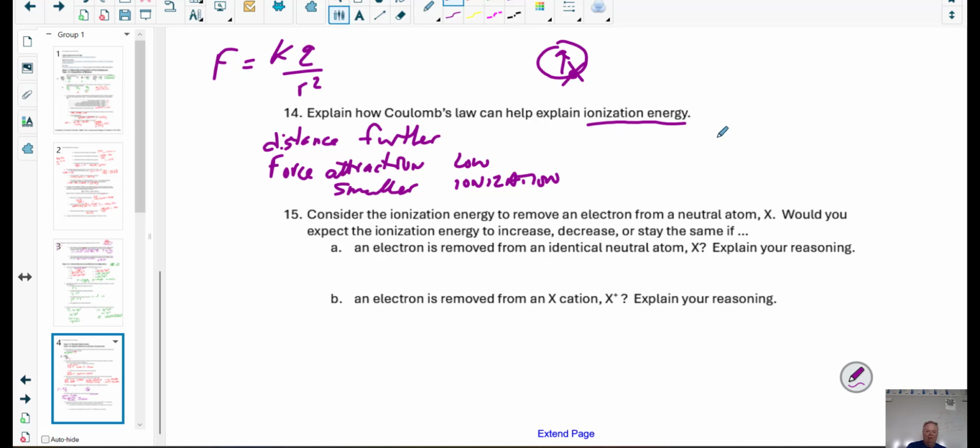If our distance is closer, or in other words, radius is smaller, then our force of attraction gets greater. Right? So our force gets greater, which means our ionization energy is getting greater.